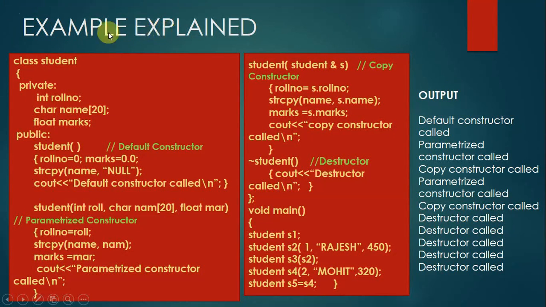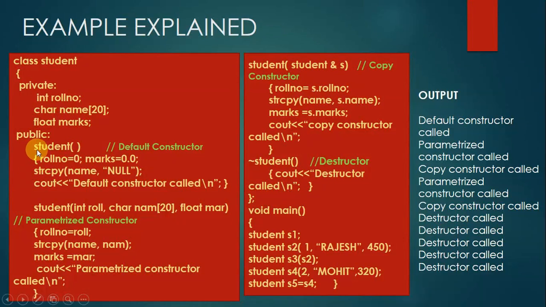Now let us see what we have learned through an example. So this is an example, this is the program of which we have to give the output. Let us understand the program first. Again, we have declared a class student here, which has 3 data members, roll number, name and marks.